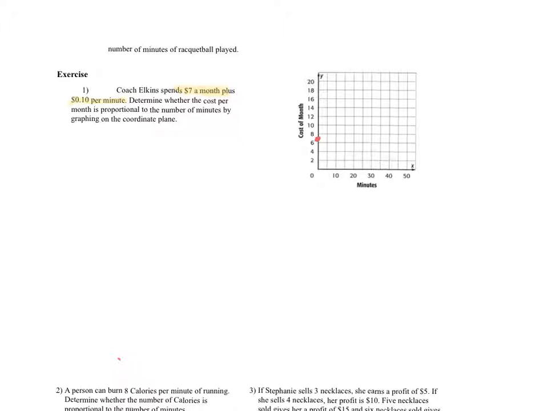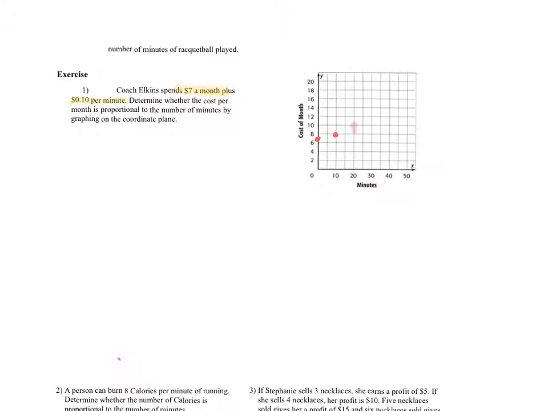Okay, and then 10 cents a minute after that. So at 10 minutes, how much would she have spent for 10 cents a minute? She would spend another $1, right? So at 10 minutes, it would have cost her $8. Right here, $8. Okay? At 20 minutes, it would have cost her another $1 because there's another 10 minutes at 10 cents. So she would have been at $9.